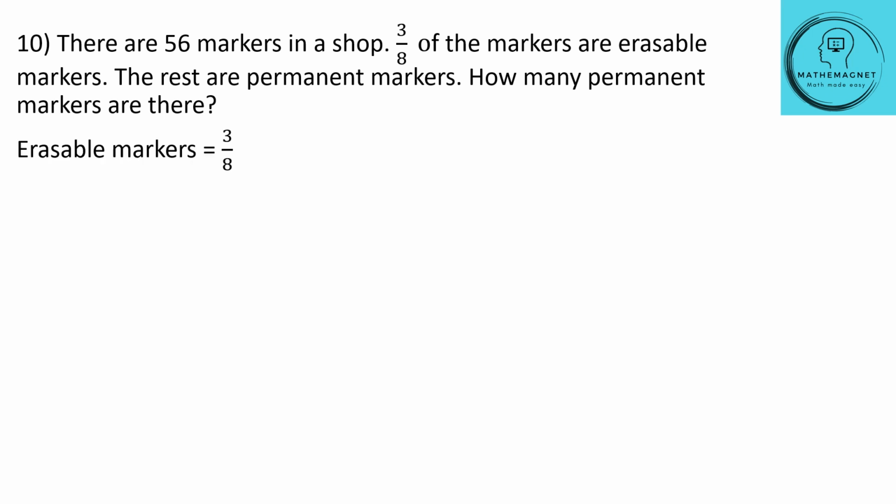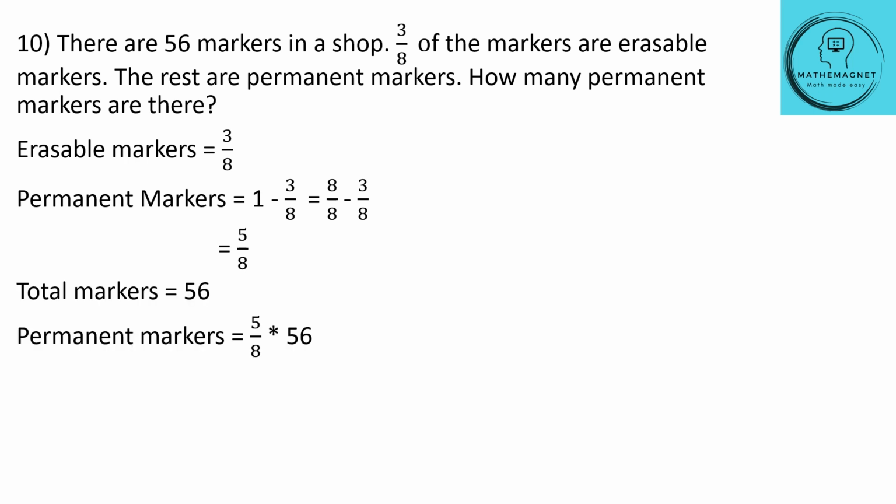Now to find that, erasable markers is 3 by 8. So obviously permanent markers will be 1 minus 3 by 8, where 1 can be rewritten as 8 by 8 minus 3 by 8. We are making this into a like fraction to subtract. So it becomes 5 by 8. So the permanent markers are 5 by 8. To find the number of permanent markers, you can simply do 5 by 8 into 56. 8 and 56 cancel out 7 times. So it will be equal to 5 into 7, which is equal to 35. So the number of permanent markers is 35.